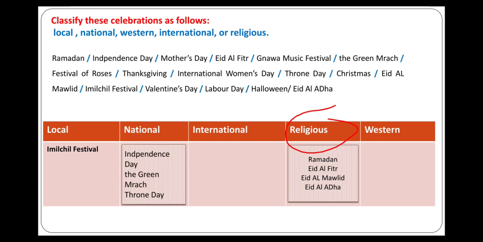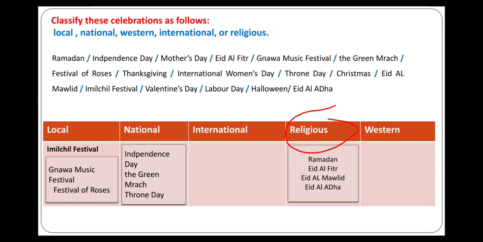National days, we have Independence Day, the Green March, and Throne Day. Great. Now for local celebrations, we have Gnawa Music Festival and Festival of Roses. So these are local celebrations. Gnawa Music Festival is celebrated in Essaouira, although it is now considered a cultural event.